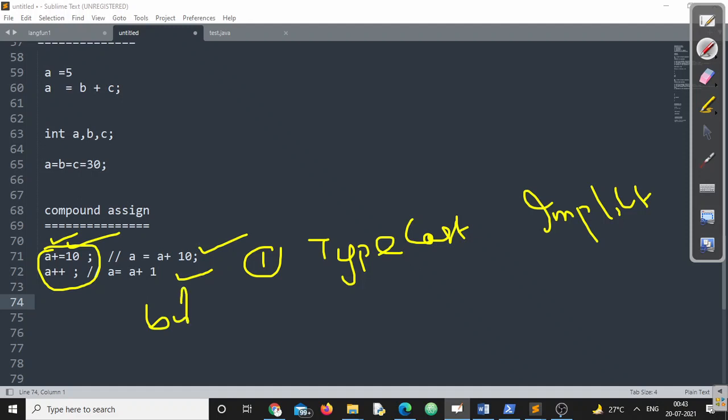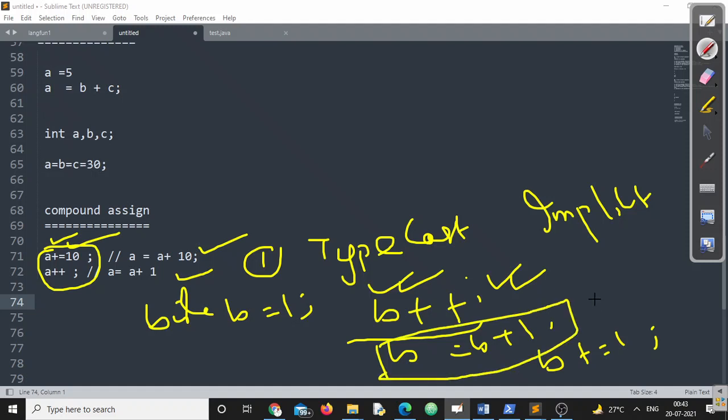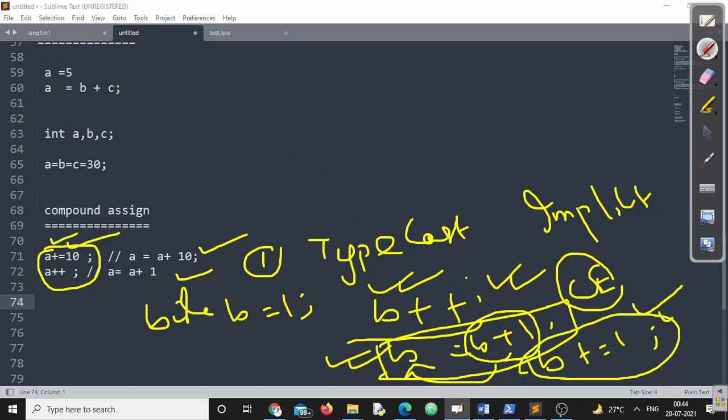Can you recall, if I am writing byte b is equal to 1, if I am writing b plus plus, and if I am writing b is equal to b plus 1, and at the same time b plus equals to 1, let us see the difference. B plus plus is absolutely fine. We have discussed this thoroughly in some video. If I am writing b is equal to b plus 1, immediately my compiler will raise an error, because we cannot store an integer constant into a byte variable. It will say possibly lossy conversion from int to byte. And if I am writing b plus equals to 1, 100% sure this is evaluated fine.